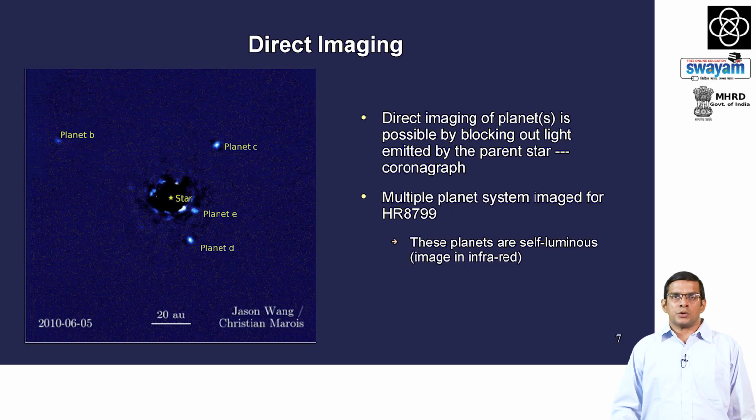Direct imaging. Direct imaging of planets is possible by blocking out light which is emitted by the parent star. This is hard to do, and for the Sun we can do this by blocking out the Sun, which is called a coronagraph. For a star also, like you can see in this picture, there is a star here whose light has been blocked out, and then we can directly find these planets which are orbiting around them. This is a multiple star system called HR 8799, and very few stars have been probed this way to find planets around them.